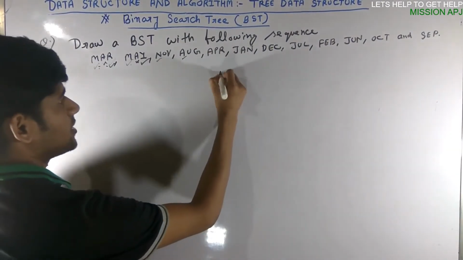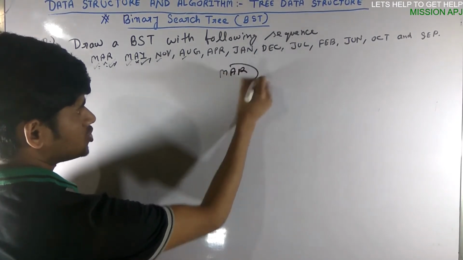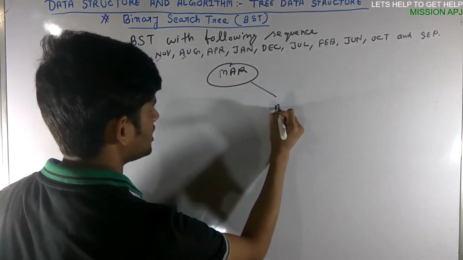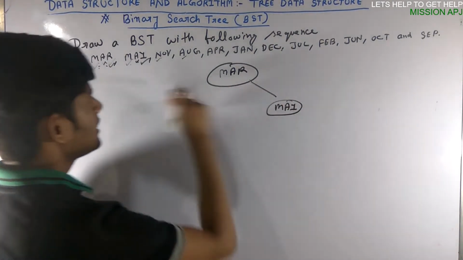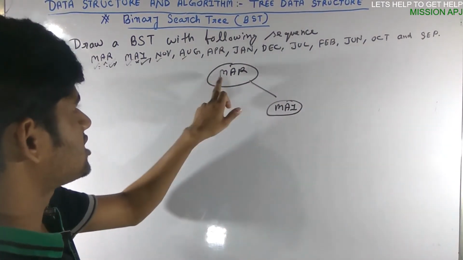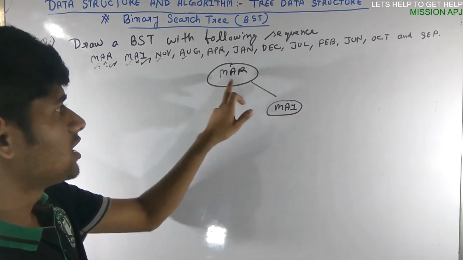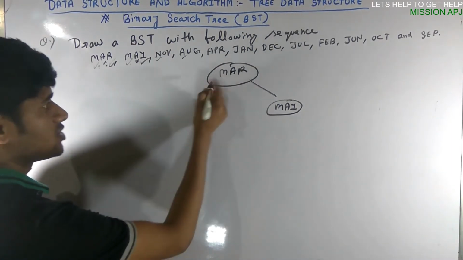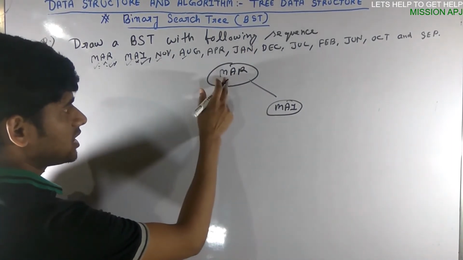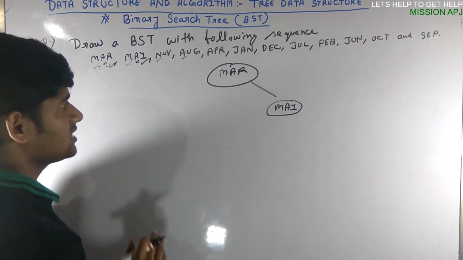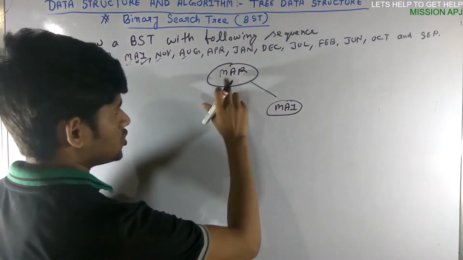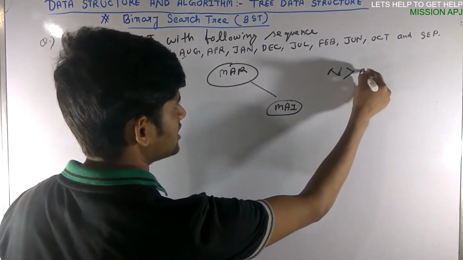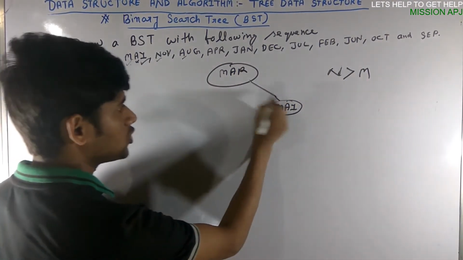So first one is March, MAR. So it's the root first. Second comes May, as we have discussed, it will be coming on the right, MAY. Fine. Now comes November. See the first letter, N. Which one is N? LMN. M is less than N. So N is greater than M. Fine. So we will go right.